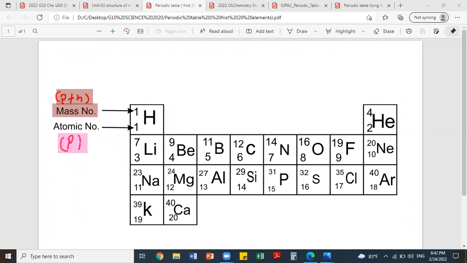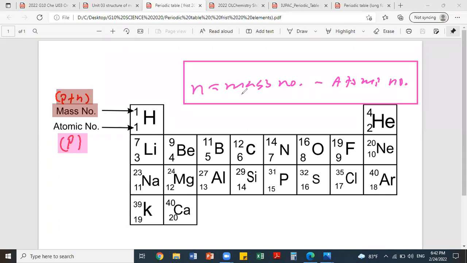So if you subtract atomic number from mass number, what do you get? Neutron. If you want to find the neutrons in an atom, mass number minus atomic number will give you the number of neutrons. Look at the screen, everyone. Mass number means protons plus neutrons. Atomic number means only protons. If you subtract this, only neutrons will be left.